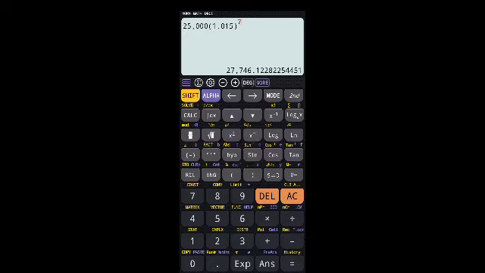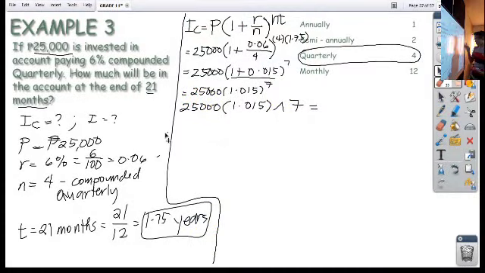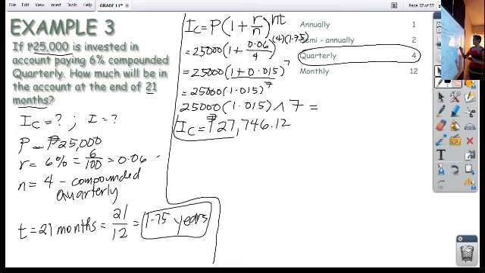Go back to you, Kuya G. Yan. So maraming salamat sa iyo, kaibigang calculator. So the final answer for the problem of the compound interest is how much? That is 27,746 pesos and 12 cents. So do not forget the peso sign since the problem is money.